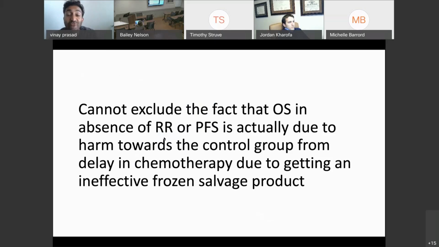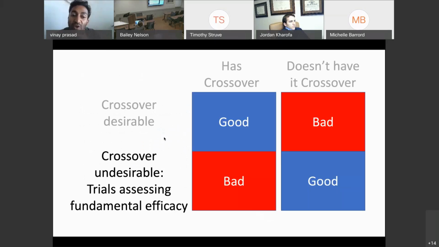And this is from the AHRQ report. We cannot exclude the fact that, in the absence of PFS or RR, the benefit is actually due to harm towards the control group from getting a delay in chemotherapy because they got an ineffective frozen vaccine, is basically what they say. So crossover is undesirable in trials assessing the fundamental efficacy of a therapy. And in the case of Sipuleucel-T, you got it anyway, and so that's problematic. So I don't know if it actually does anything, and it has confounded that estimate.